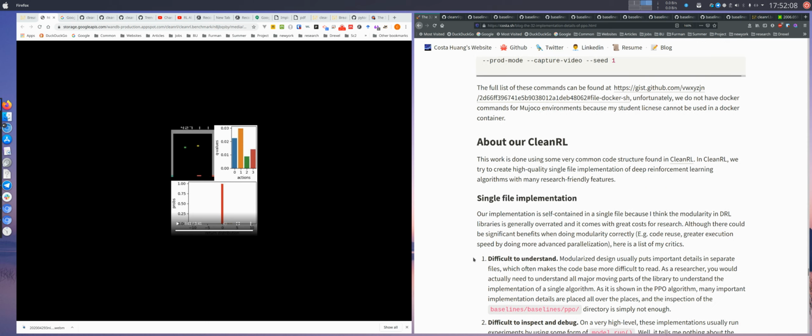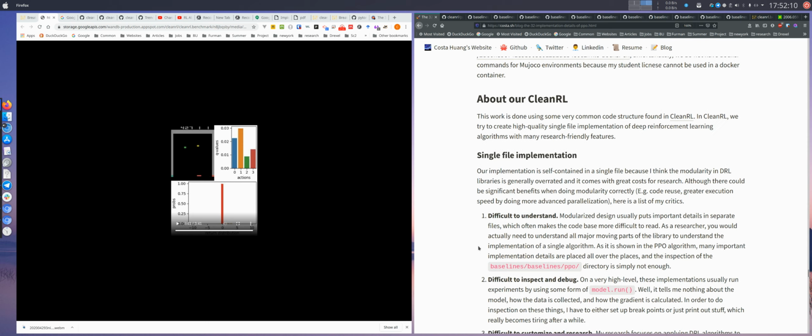What else? Yeah, lastly, I did a little critiques, a euphemism for trash talk. But essentially, I just say a lot of existing DRL libraries have some problems. There are some design choices that I don't really enjoy. They're difficult to understand, as is the case with PPO.